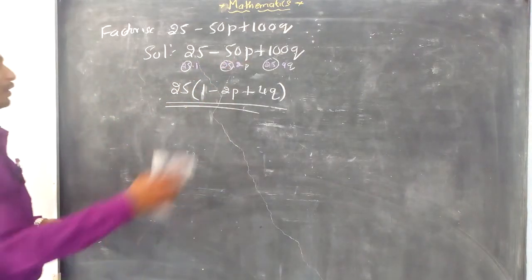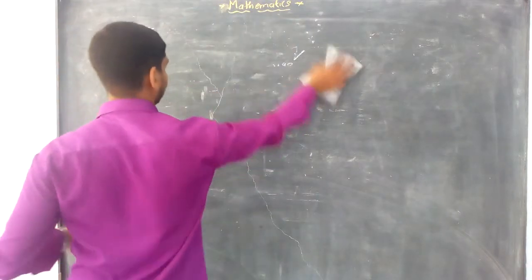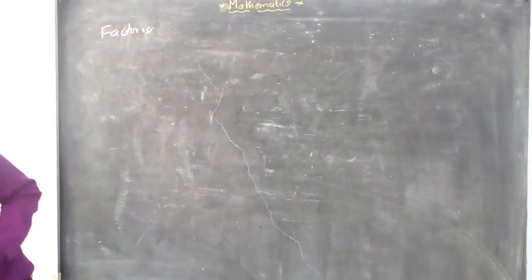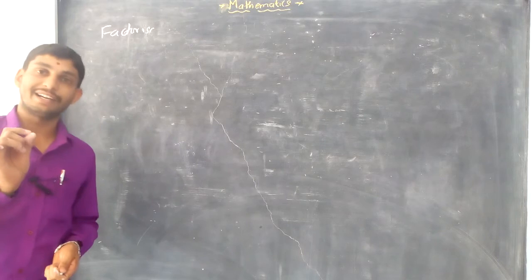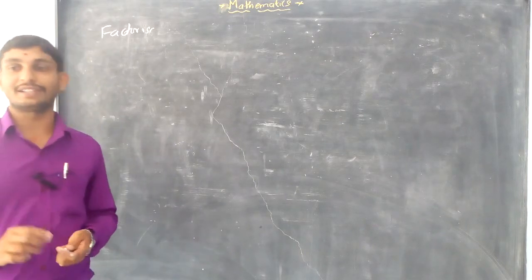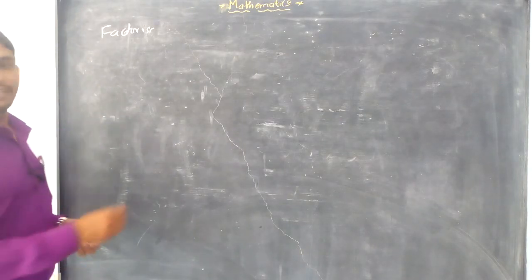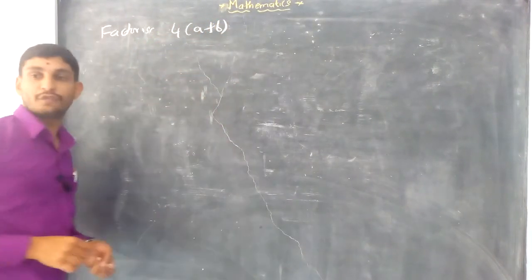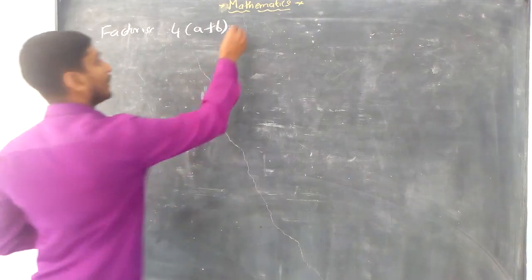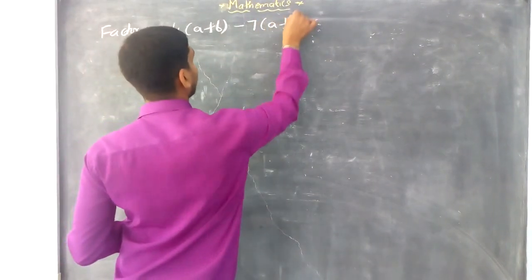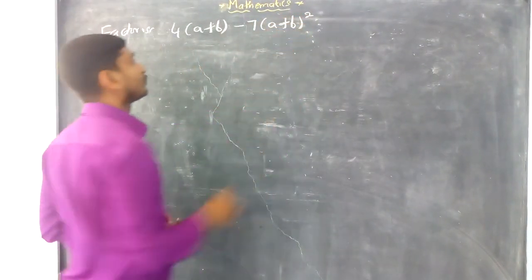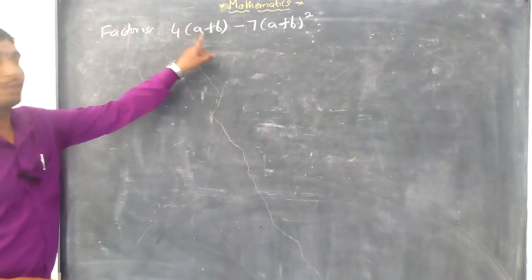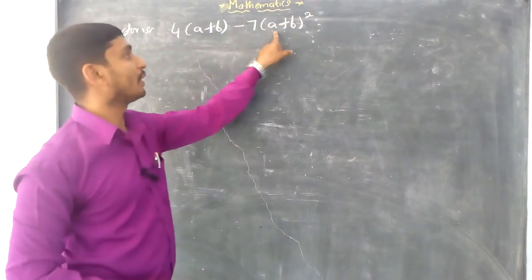Hope you understood how to factorize. So with factorization by taking common factor, almost you are getting the grip. It seems you have got the grip. Let us go for a few more problems. Next question is like this. Factorize 4 into (a plus b) minus 7 into (a plus b) whole square. What is the question? Factorize 4 into (a plus b) minus 7 into (a plus b) whole square.